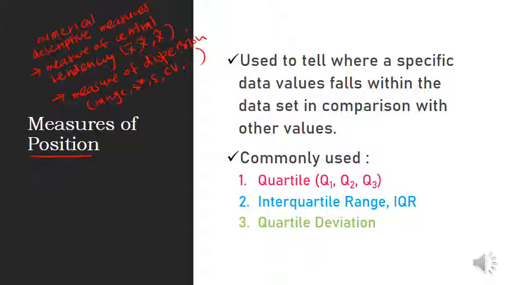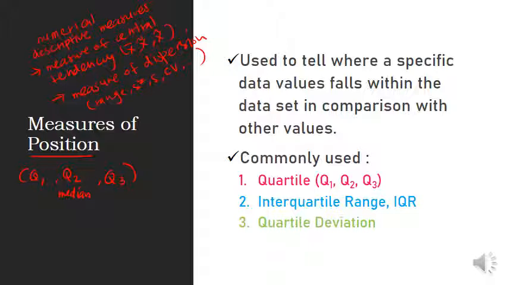So what is measure of position? Q1, which is your first quartile, Q2, which is your second quartile or your median, and Q3, which is your third quartile. So, measure of position is used to tell where a specific data value falls within the dataset in comparison with other values. Now, commonly used are Q1, Q2, and Q3. And then we have interquartile range and quartile deviation.